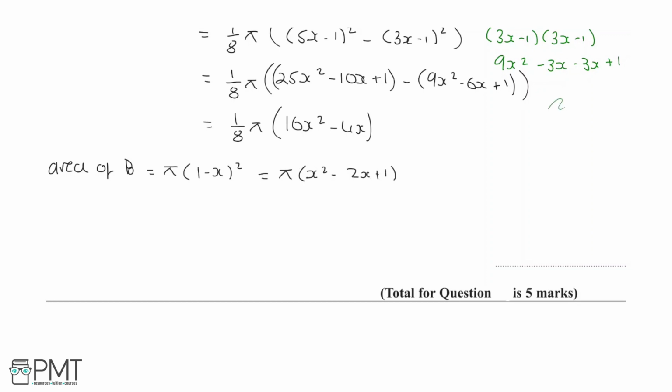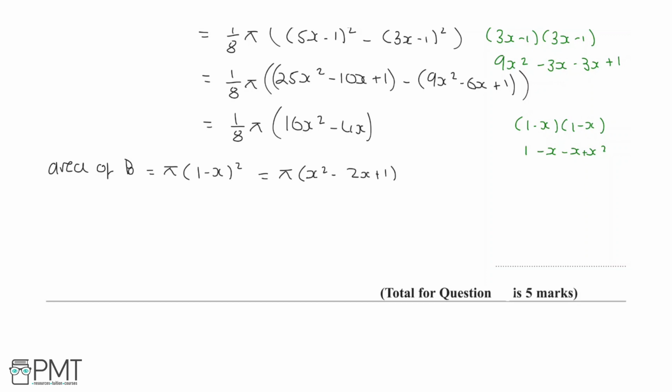And this is because if here we have 1 minus x times 1 minus x, 1 times 1 is 1, minus x times 1 is minus x, and then minus x times minus x is x squared. And if you add the minus x's together, you get minus 2x, like that.